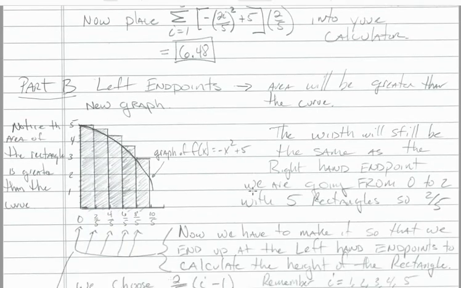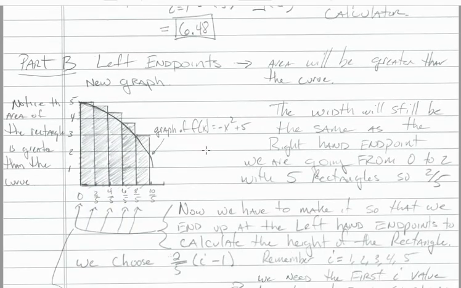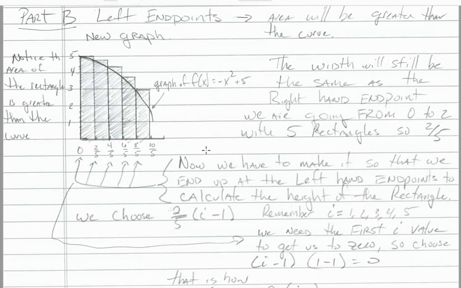Before we finish this video up, let's go over the left endpoints. So this is part B. If you look at the difference now, this is a graph of the same curve, negative x squared plus 5, but now we're using the left-hand endpoints. Notice now if you look at each rectangle that's drawn on that curve, the very upper left-hand corner of each rectangle is touching the curve. So that's what it means when we're using the left-hand endpoints.